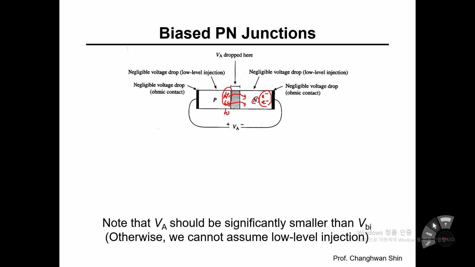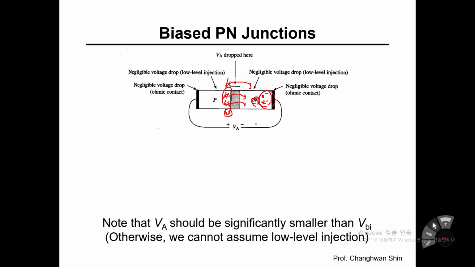But if too many holes are injected into the N side, and that event would significantly affect the electron concentration, or majority carrier concentration, in the N side, then low level injection has not been successful. High level injection is working.